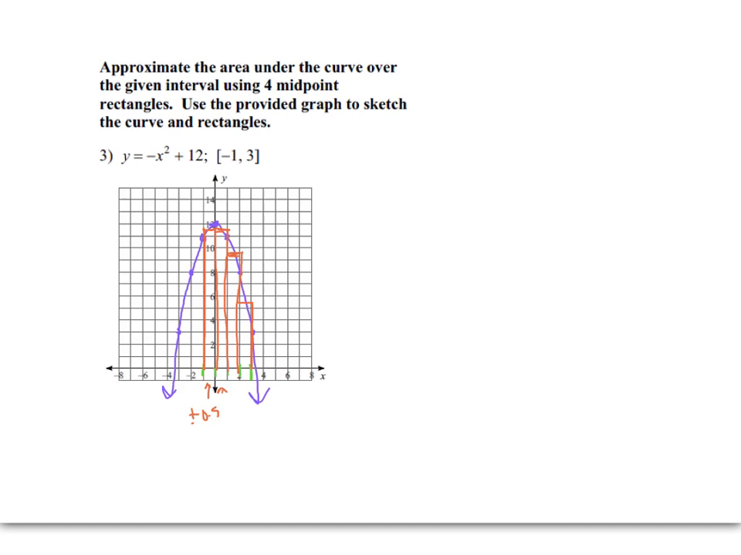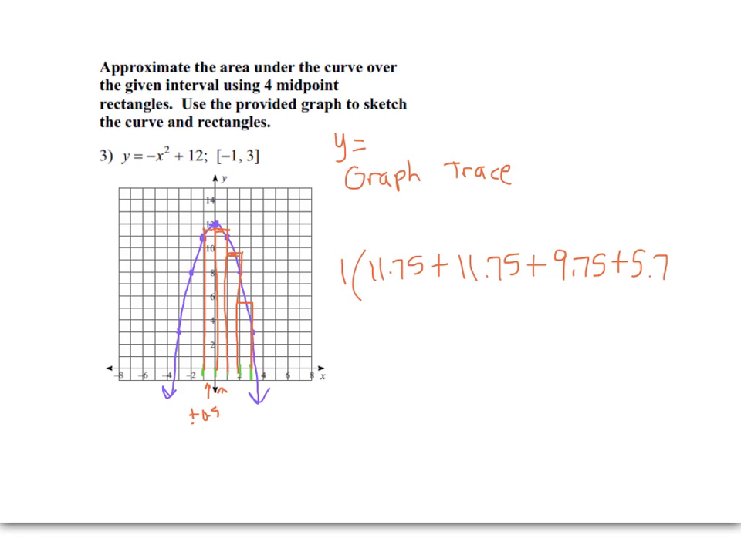So your rectangles don't have to be perfect there, as long as you're willing to look up what these are. At negative 0.5, if you have a y equals, and you go to your graph and press trace, it will let you type in values. If you type in negative 0.5, it will tell you that that's 11.75. If you type in positive 0.5, it will tell you that that's 11.75. If you type in 1.5 for the next one, that's 9.75. And then the last one is 5.75.